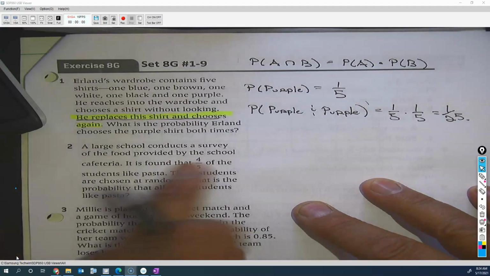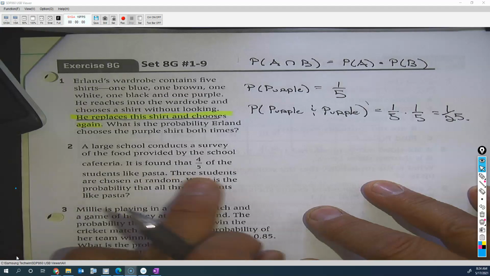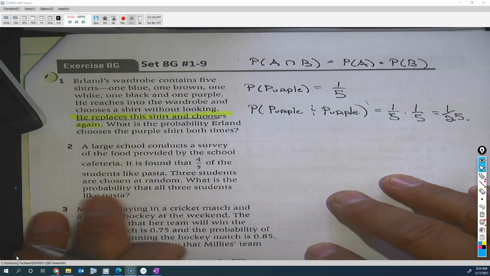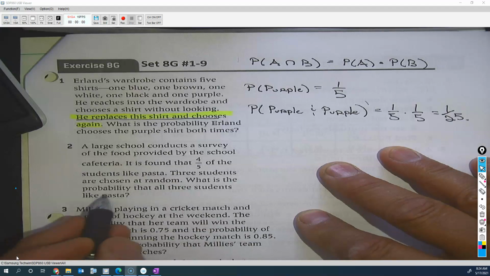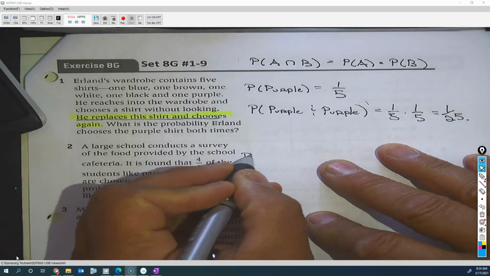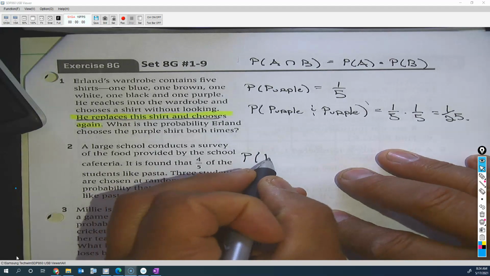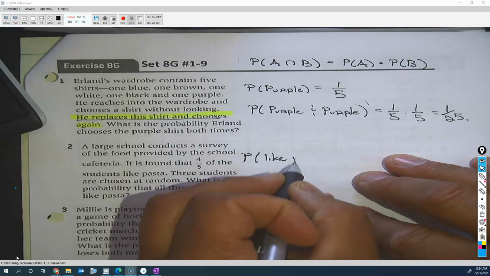Okay, now the next one. A school survey finds that 4/5 of the students like pasta. 3 students are chosen at random. What's the probability that all 3 like pasta? So this is finding the probability that 3 kids like pasta.